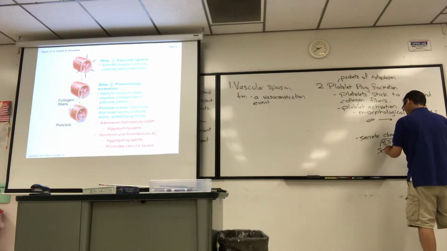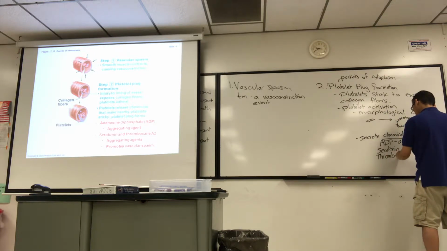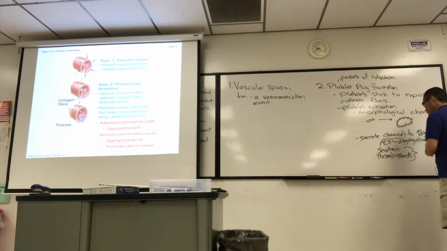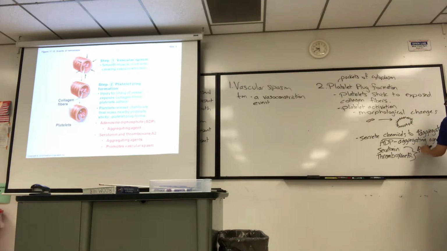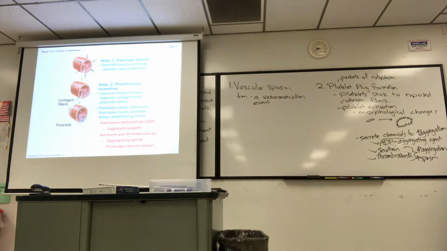Serotonin, thromboxane A2. Both of those help increase the aggregation and the spasm. So I'll put up arrow aggregation. I'll put up arrow spasm. So just to give you a few chemicals to know, this helps exacerbate the process.